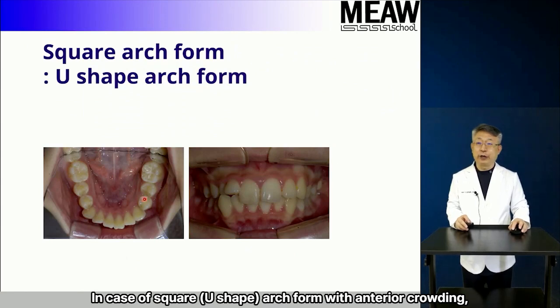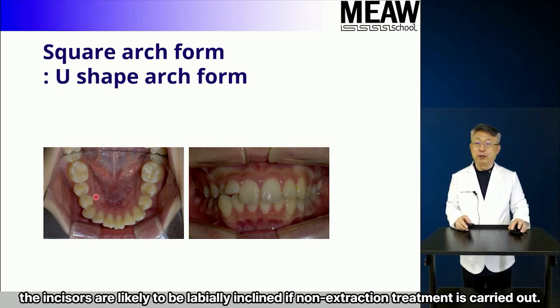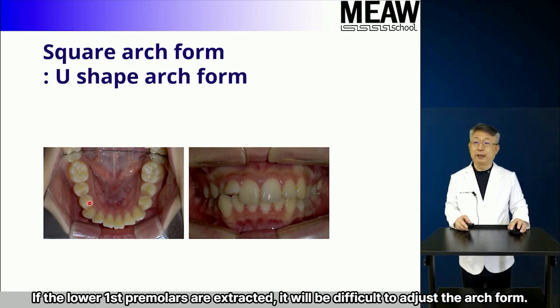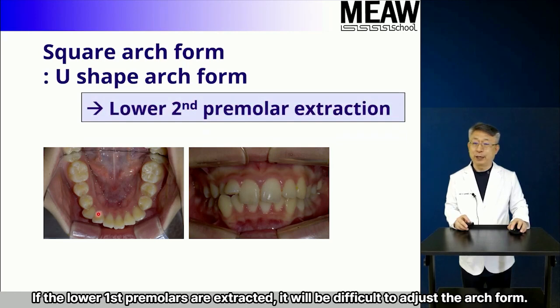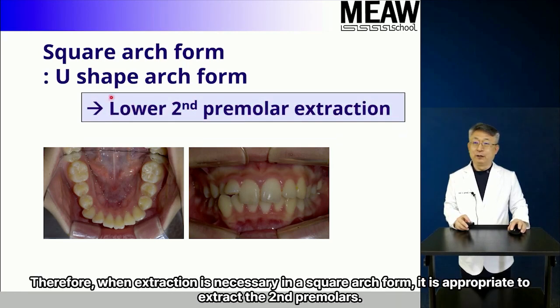In case of square U-shape arch form with anterior crowding, the incisors are likely to be labially inclined if non-extraction treatment is carried out. If the lower first premolars are extracted, it will be difficult to adjust the arch form. Therefore, when extraction is necessary in a square arch form, it is appropriate to extract the second premolars.